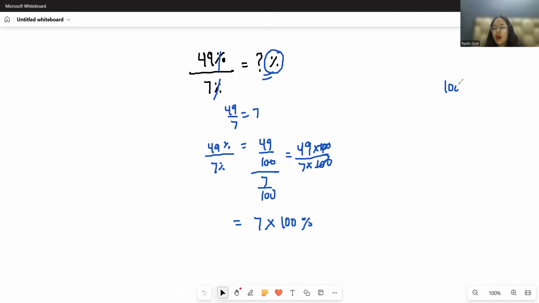So how is 100% equal to 100 multiplied by the symbol percentage, which means 1 by 100. So it is equal to 1 only, so we can multiply with 100%. So if you want your answer in percentage, multiply with 100%. So your answer is 700%. So what is the correct answer? 700%. I hope it's clear and you find it useful.